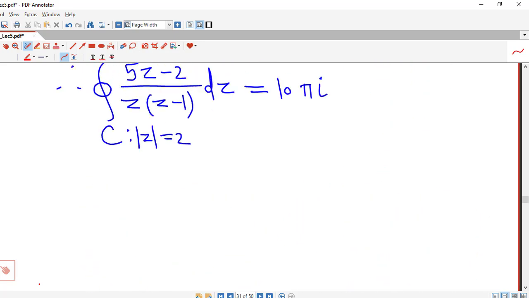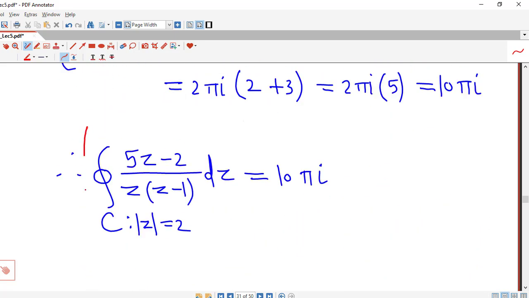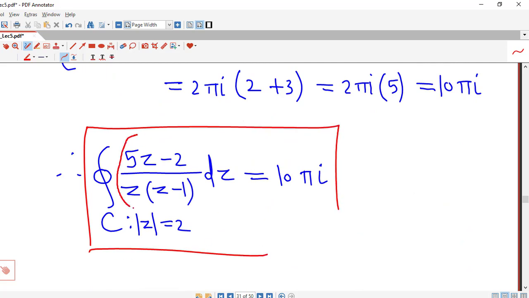So in this way we can evaluate some complex integrals using Cauchy's residue theorem, provided whatever function is given, that function satisfies hypothesis of Cauchy's residue theorem.